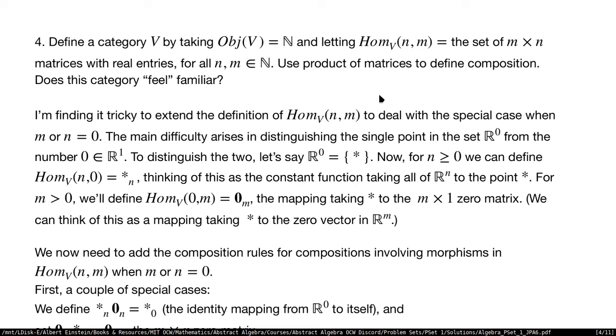So like where I said COM0M is the mapping 0 sub m. Originally I'd thought of that as being the m by 1 0 matrix, but since it can't be that, I took a step back and said, well, it's the mapping that takes the single point set to that matrix.